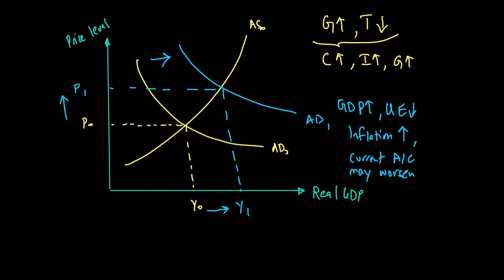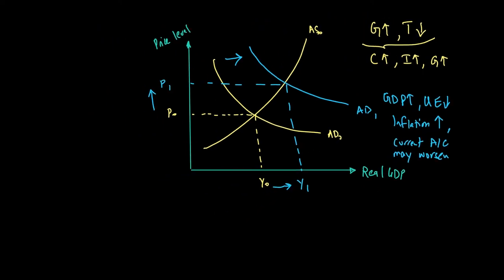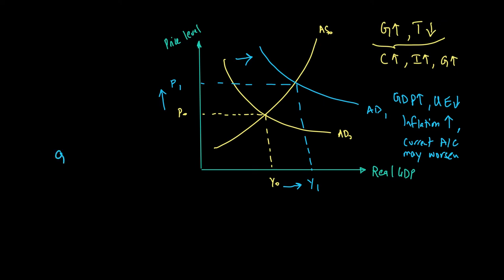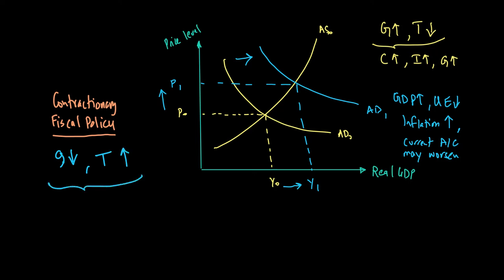The contractionary fiscal policy, on the other hand, has an opposite effect, because in a contractionary fiscal policy, what we're trying to do is make government expenditure go down, and at the same time, we're looking at taxes going up, and that in turn would mean disposable income is going down, so consumption will fall. Firms are taxed more, so their incentive to invest goes down. At the same time, government spending is also reduced, so G is falling.